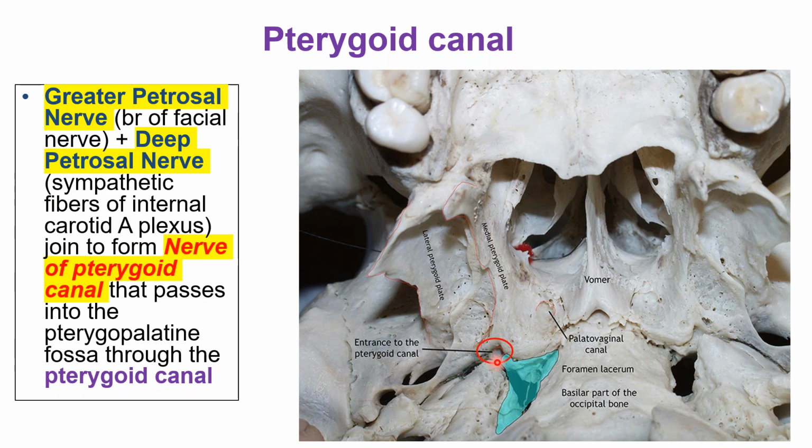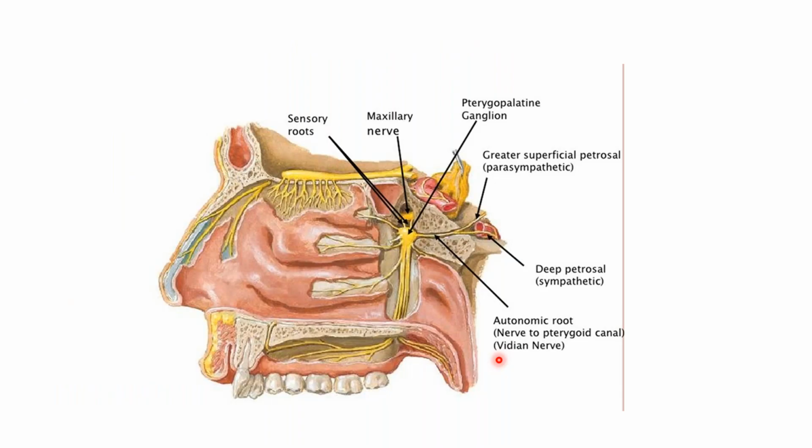Right, so how will you locate this pterygoid canal? This is the location of the pterygoid canal. You have to look for the medial pterygoid plate, and superiorly, if you see, between them is the pterygoid canal. So if you have a skull, you just pass a probe through this pterygoid canal. Where will you enter? You will enter into the pterygopalatine fossa. So it is communicating with the base of skull through the pterygoid canal.